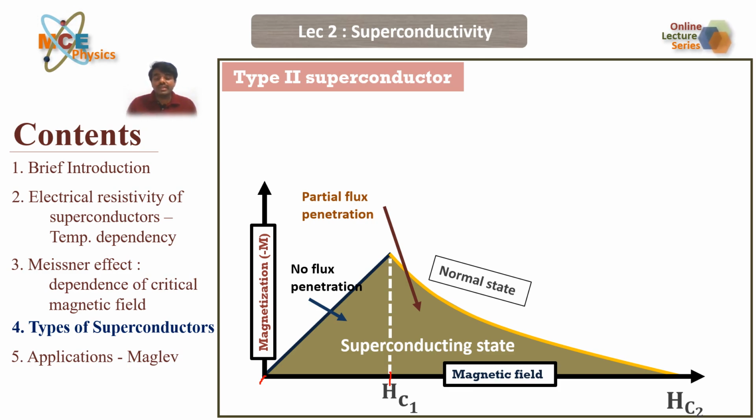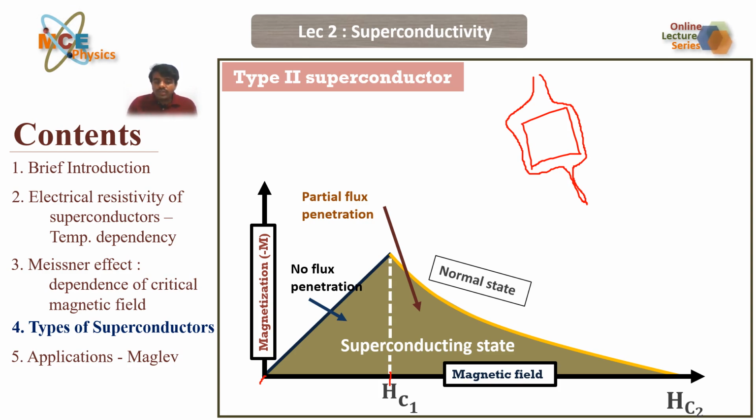The material looks like a type 1 superconductor, and there will not be any magnetic lines of force within that material. All magnetic lines of force are completely expelled out of this superconducting material until Hc1.